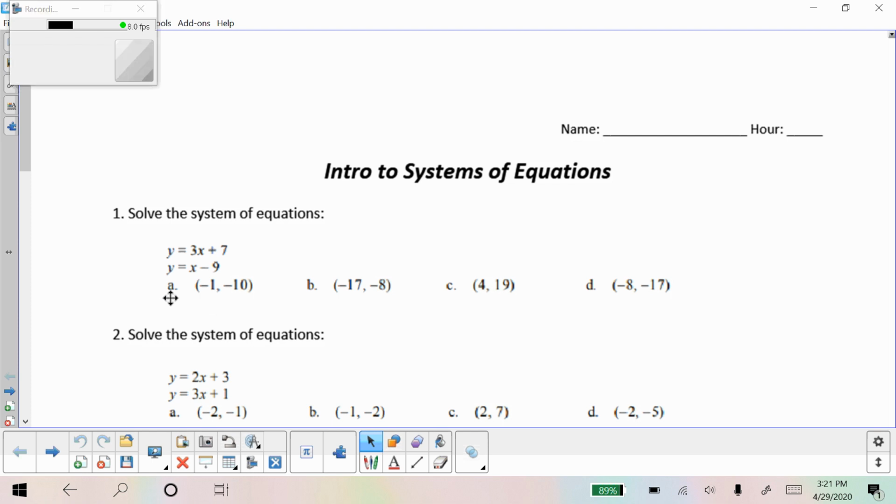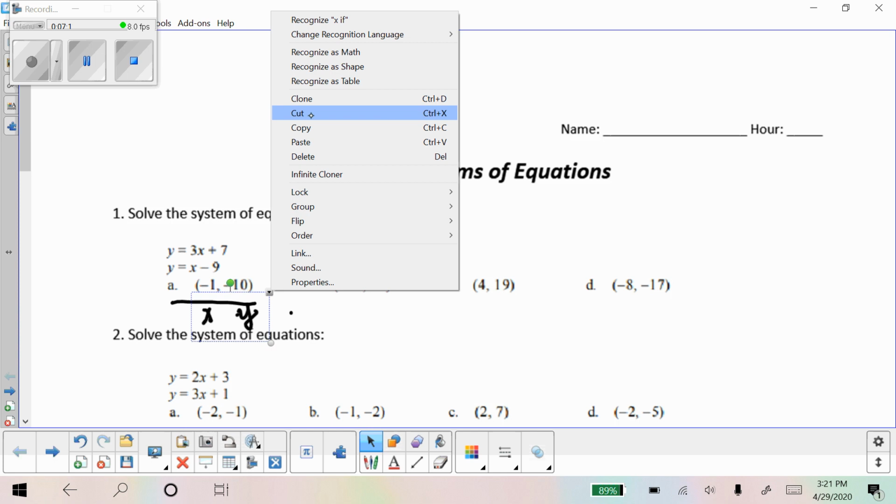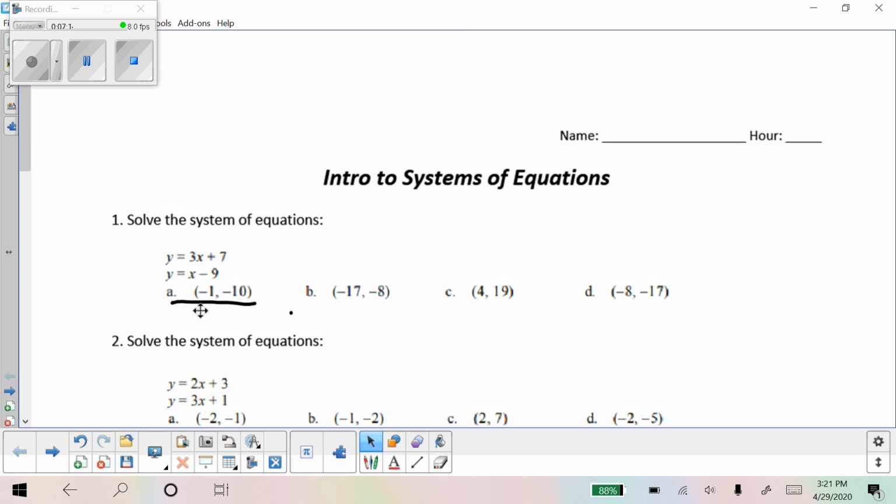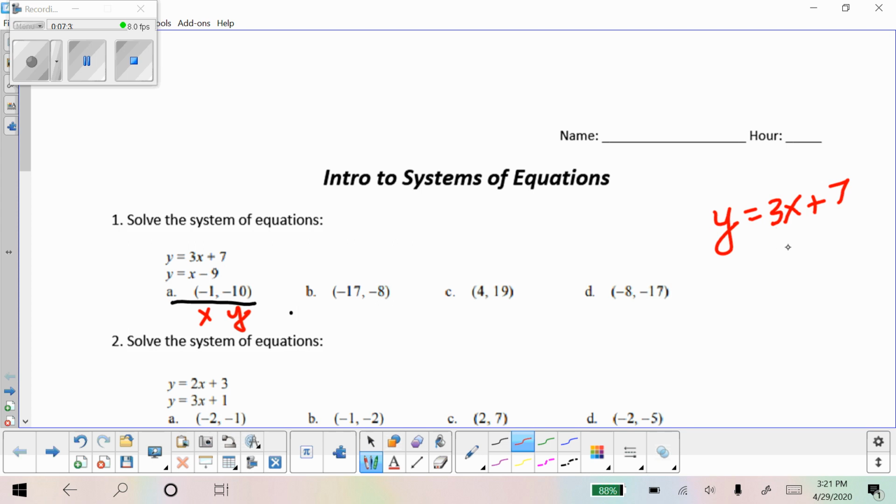Let's test A here. And to test A, remember that the first number in the ordered pair is X, the second number is Y. So what we're saying is that X is -1 and Y is -10 here. All right, and so what we're going to do is just substitute those numbers into the two equations. So I'll do my work up on this right side here. The first equation is y equals 3x plus 7. Now we're going to put -1 where the x is, and we're going to put -10 where the y is.